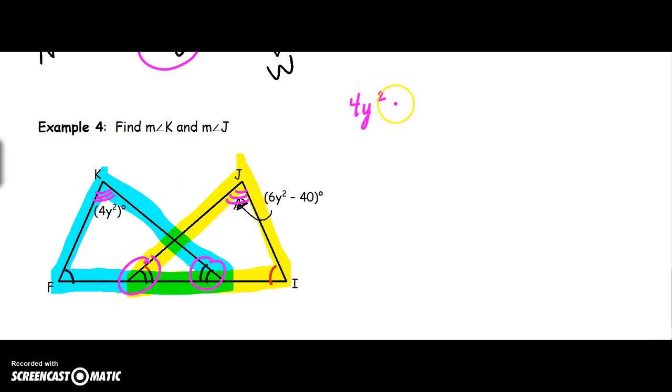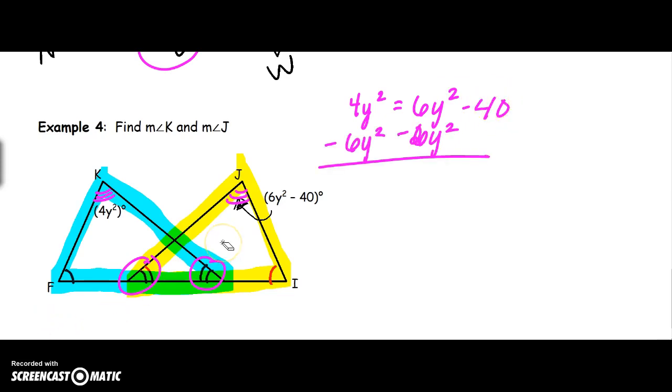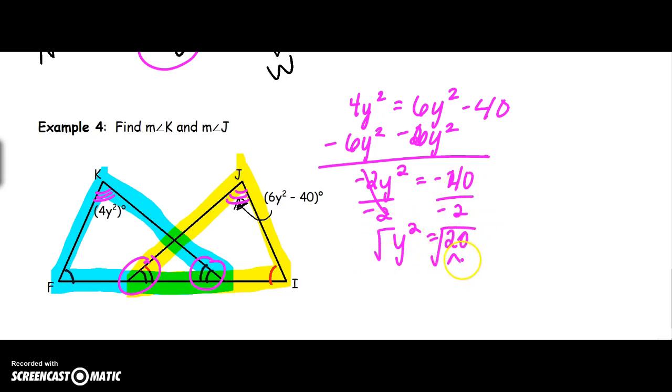So you have 4y squared is equal to 6y squared minus 40. You would then subtract 6y squared, and once you have subtracted, you would be left with negative 2y squared equals negative 40. Then you divide by negative 2, which gets rid of that negative, and you have y squared is equal to positive 20. Then when you take the square root, 20 is not a perfect square, but it can be broken down. So y equals 2 root 5.